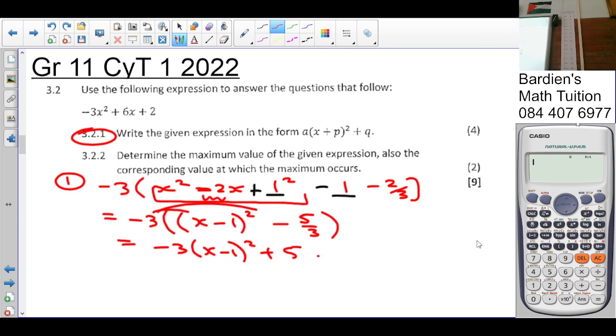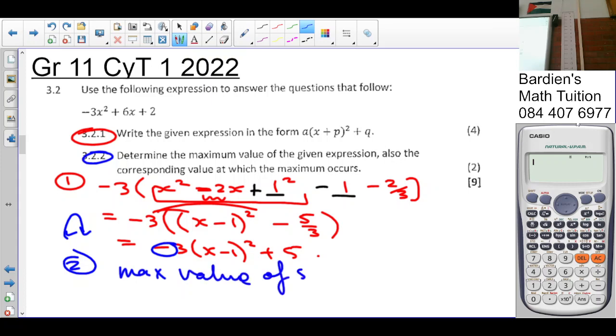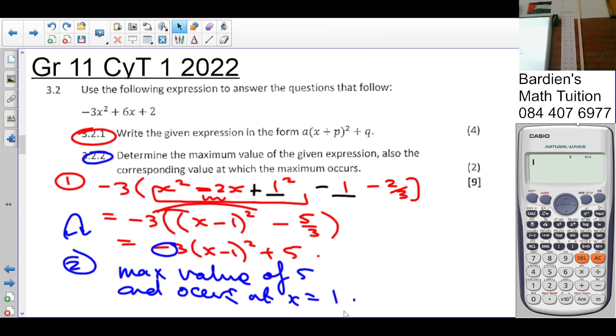Is that correct? Yes. So the answer to question 2: determine the maximum value. Since it's a negative, yes, it will have a maximum. What's the maximum value of the given expression, and also the corresponding value at which the maximum occurs? So it has a maximum value of 5 and occurs at x equal to 1.